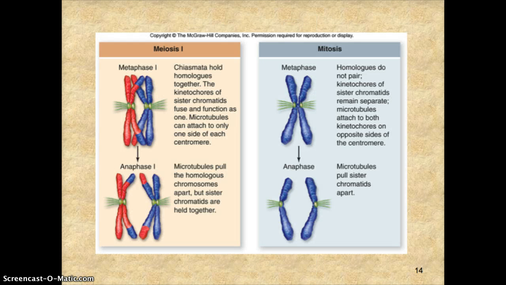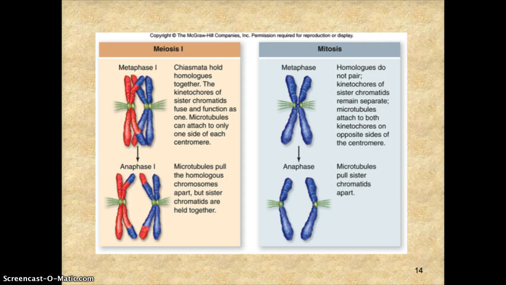Remember I told you that the AP people love comparisons. Well, they love to do a comparison between meiosis and mitosis. There are 5 that we're going to talk about. First, in meiosis, homologs are paired, called synapsis, during prophase 1. There is no pairing of the homologs in mitosis.